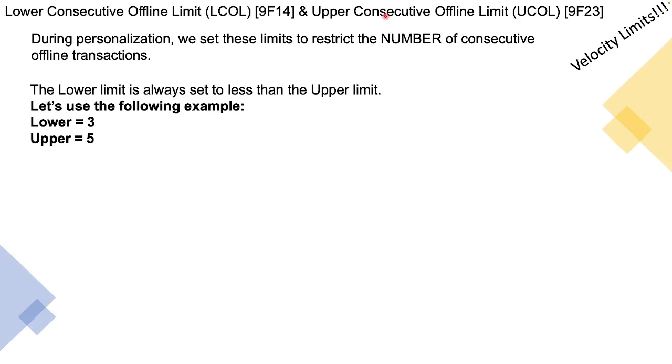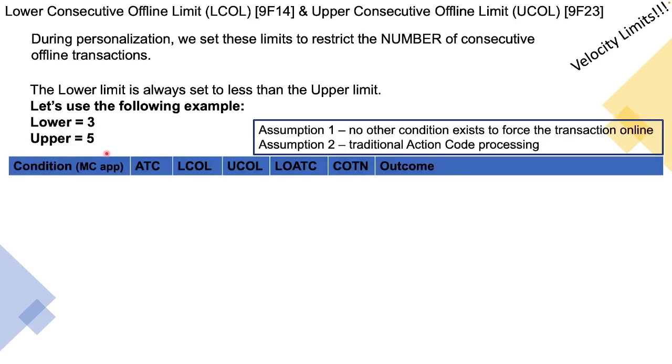Okay, so let's use the following example. Let's assume that we set up our card to have a lower limit of 3 and an upper limit of 5. Okay, a couple of assumptions. Assumption 1, in our transaction now, there is no other condition that's forcing our transaction online, right? So take everything else out of the equation. Let's assume, and it's not realistic, but let's assume for the purpose of this training, that the only thing that's determining whether a transaction goes online or stays offline are these velocity limits.